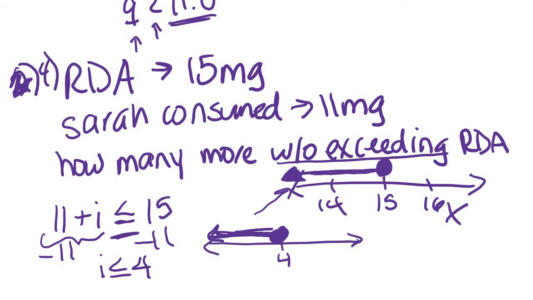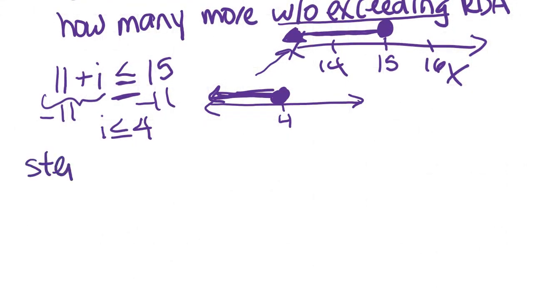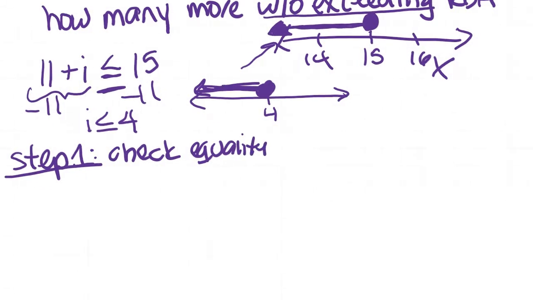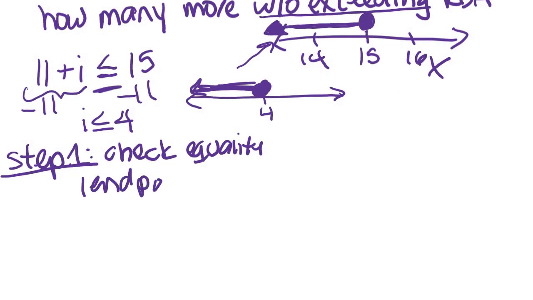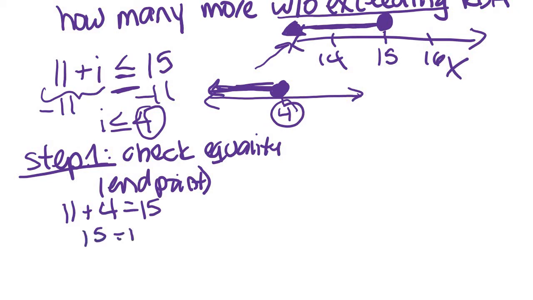All right, let's check our answer. Whoa, too far. All right, so step 1, check the equality, or the endpoint. So that's going to be 11 plus 4. It's this guy right here. 4 equal to 15. 11 plus 4 is 15. 15 is in fact equal to 15, so we're done.